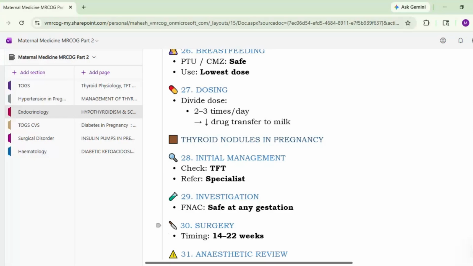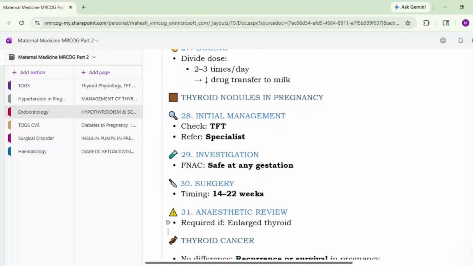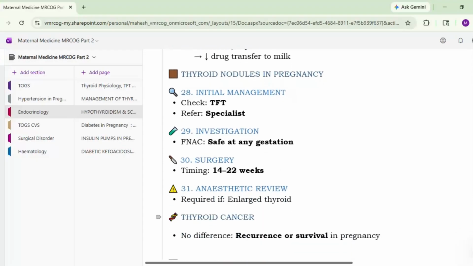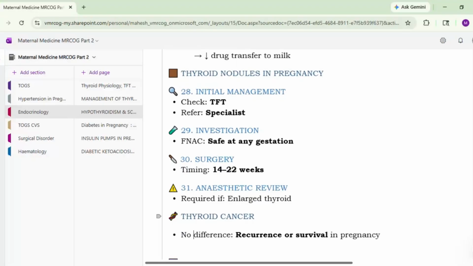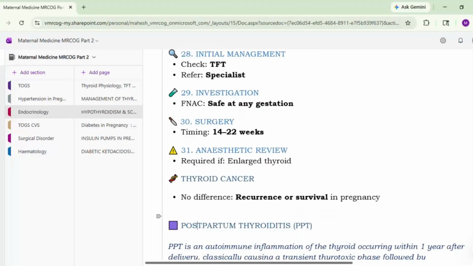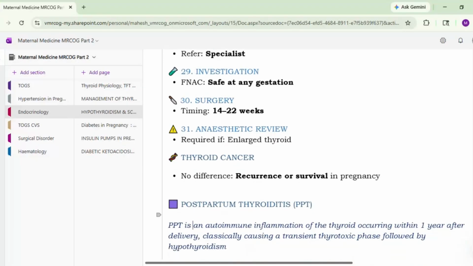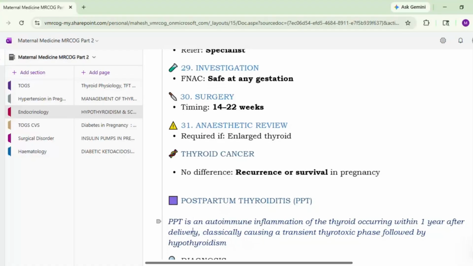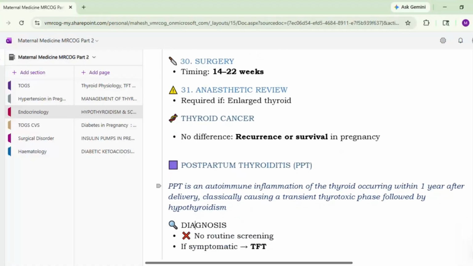Okay, the timing of the surgery for the nodule will be around the second trimester, 14 to 22 weeks of gestation. You will also get the anesthetic review done if there is an enlarged thyroid. Now, if it is a thyroid cancer, there is no difference in the recurrence or the survival in pregnancy. Suppose you get a thyroid cancer, the pregnancy does not have any effect on the recurrence or the survival. Now, what about postpartum thyroiditis?